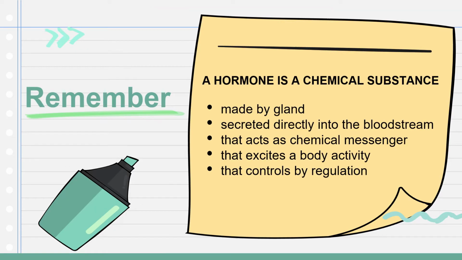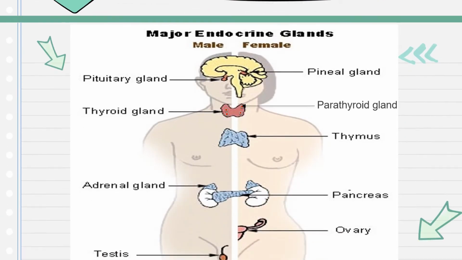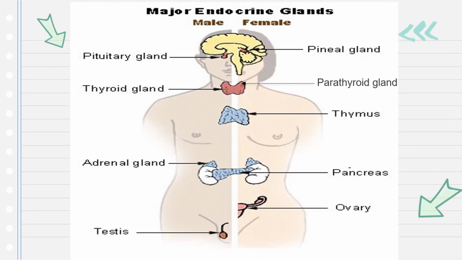Remember, a hormone is a chemical substance made by a gland, secreted directly into the bloodstream, that acts as a chemical messenger that excites a body activity and that controls by regulation. The major endocrine glands found in both male and female are as follows: pituitary gland, pineal gland, thyroid gland, parathyroid gland, thymus, adrenal gland, and the pancreas, while testis is only found in male and ovary is only found in female.